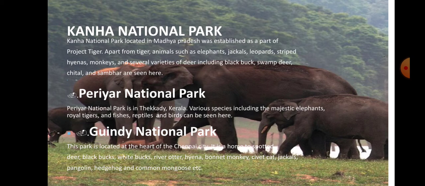Yes, they are. You will have reptiles there, and mostly you can see crocodiles. This park is located at the heart of Chennai city, and it is spotted with deer, black buck, white buck, river otters, and also some bonnet monkeys, jungle cats, jackal, pangolin, and hedgehog, and some common mongoose also you can see in there. Okay, so these are the parks where it is located according to it.